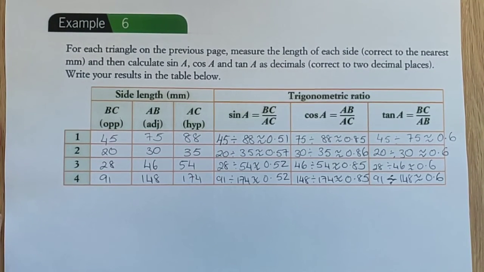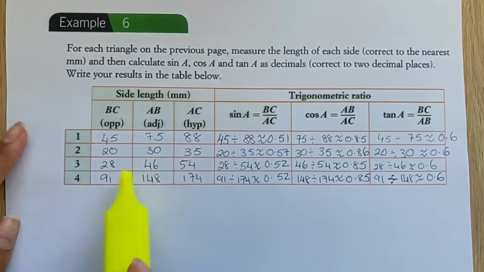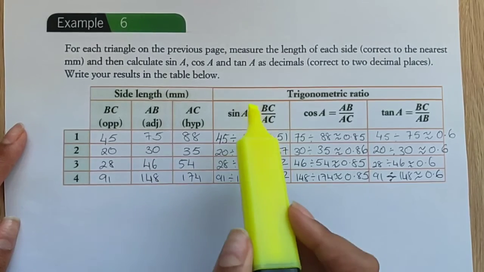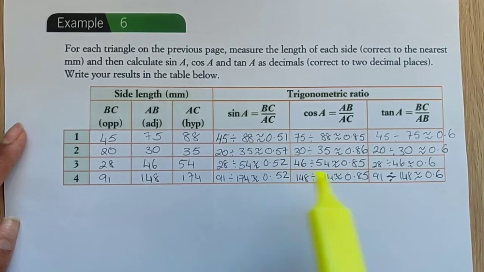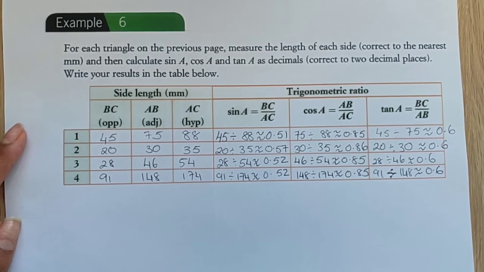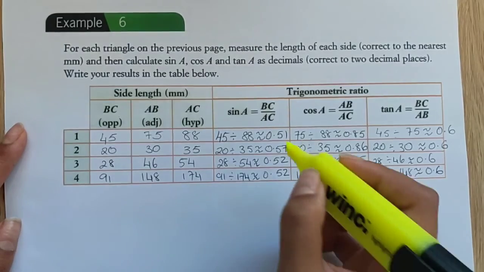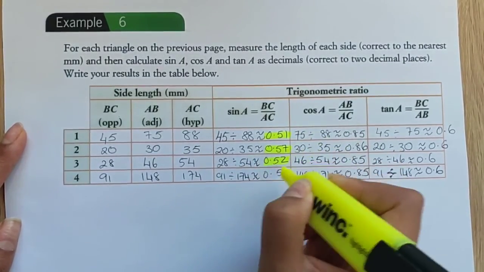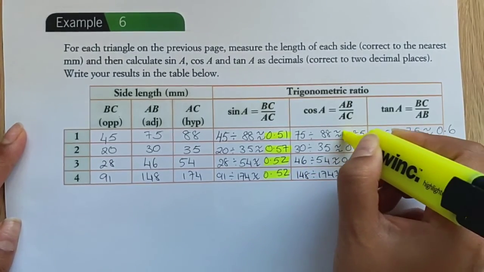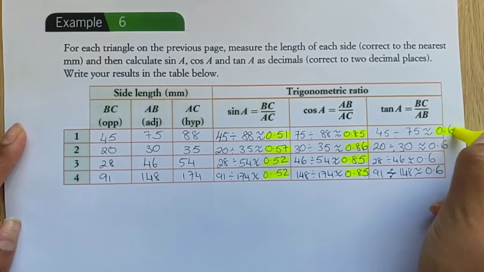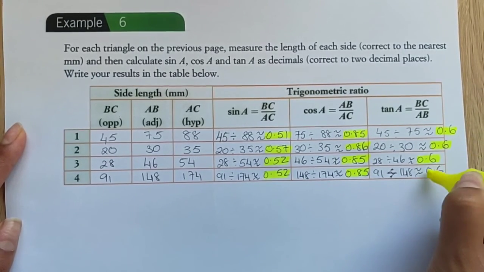Now these are the measurements below for triangle 3 and triangle 4, and I've worked out sine A, cos A, and tan A for all 4 right angle triangles. Now, what do you notice in terms of sine A, cos A, and tan A? What do you notice?